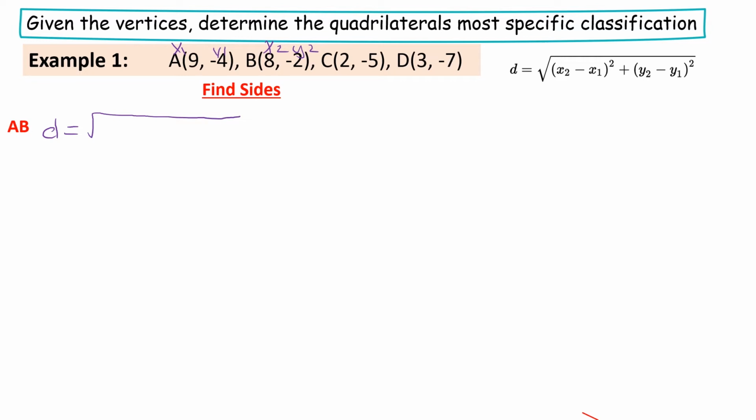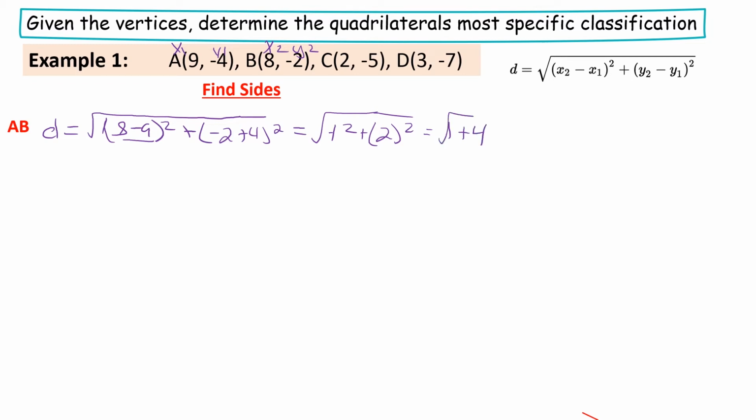So x2 minus x1, that will be 8 minus 9 squared, plus negative 2 plus 4 squared. 8 minus 9 is negative 1, squared is 1. Negative 2 plus 4 is a positive 2, so that's 2 squared. We're left with 1 plus 4. Simplifying that, I'm left with the square root of 5 for AB.